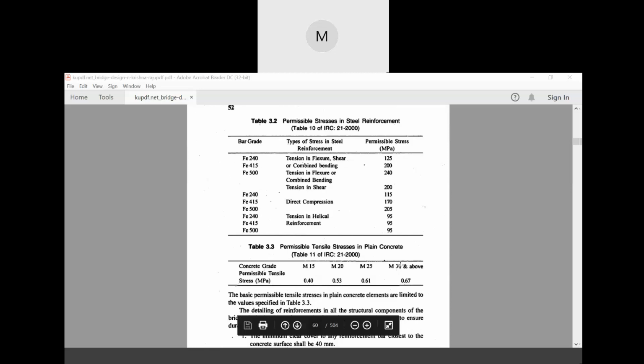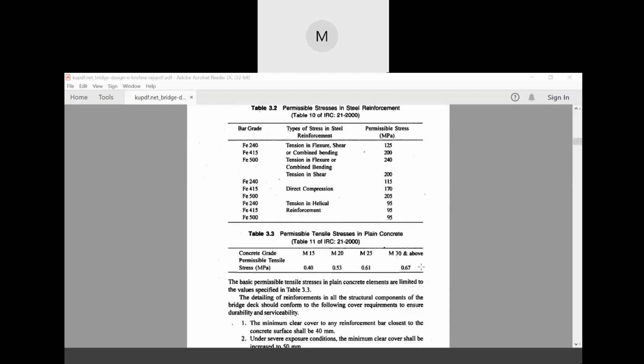Now these are the permissible stresses in steel reinforcement. For different bar grades, the different permissible stresses are as follows. Now the basic permissible tensile stress in plain cement concrete elements is limited to the values as specified in table 3.3. Now look, if you see tables 3.3 and 3.2, these are the permissible stress in steel reinforcement and permissible stress in plain concrete. Now these are the permissible tensile stresses.